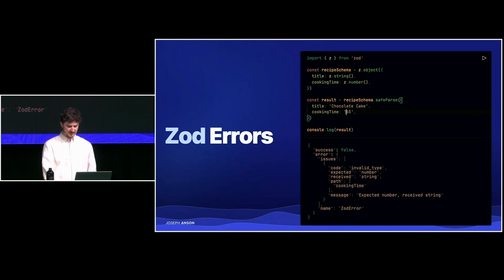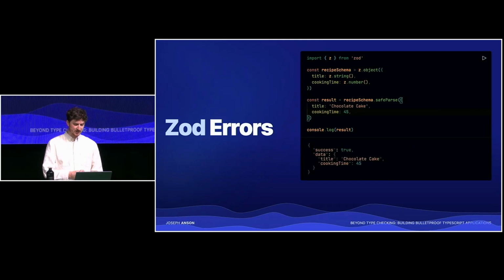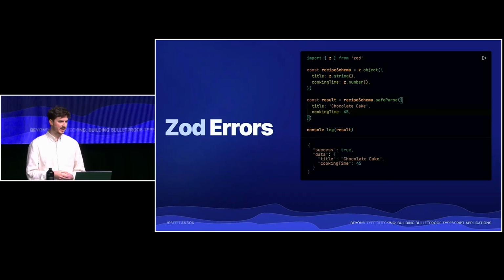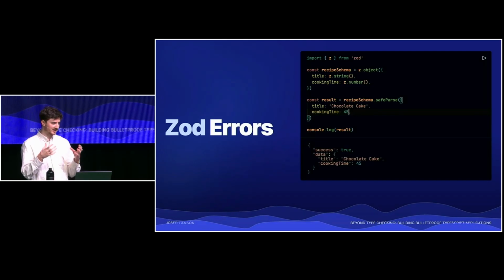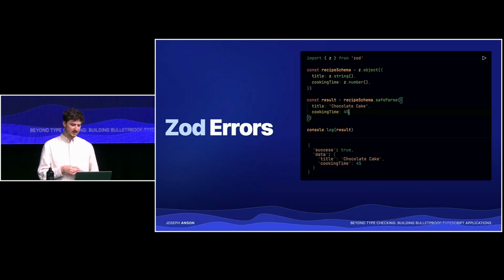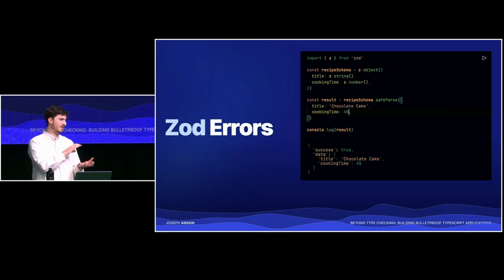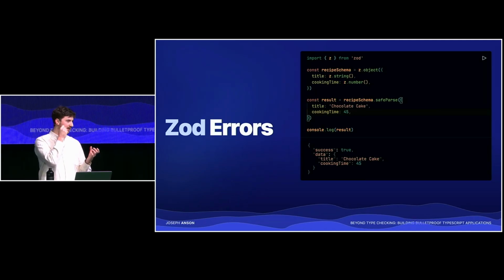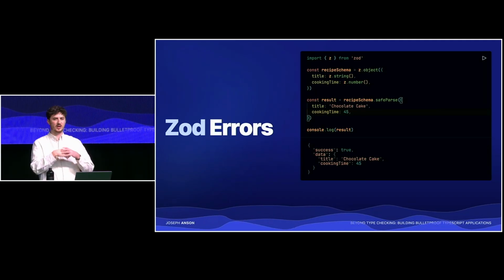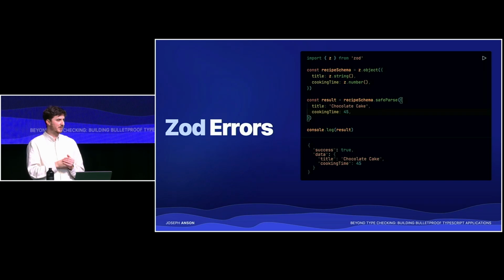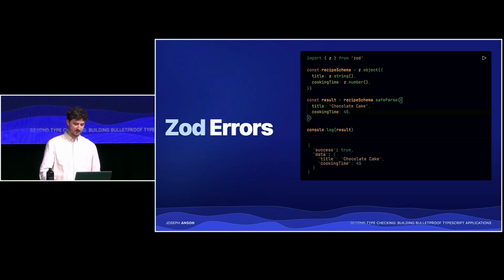So if we were to correct that now and change it, then we see that success is true, and it's going to give us the data. That data is then typed correctly against the schema. Right now, the examples are quite simple with an object, but you can do arrays. And if you do an array, it'll tell you, okay, array index 0, and it's this property. So quite quickly, it'll tell you exactly in which part of the array the issue is going to be flagged.